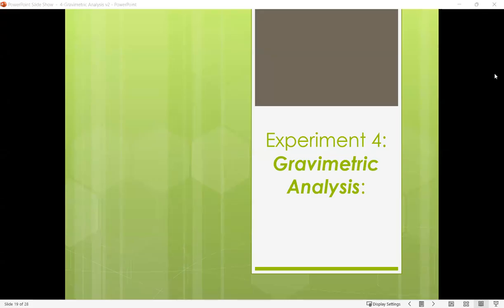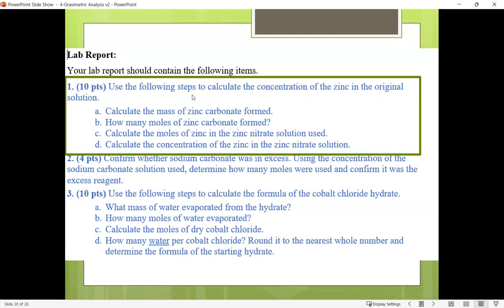All right, gravimetric analysis. In the first step, it's going to have you calculate the concentration of the zinc in the original solution. And this is standard stoichiometry. Standard stoichiometry is usually grams to grams, but once we go to moles, we can do all the steps. So in here it breaks it down into the individual parts.